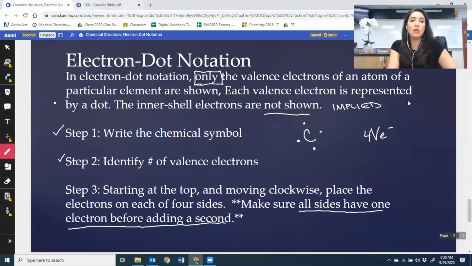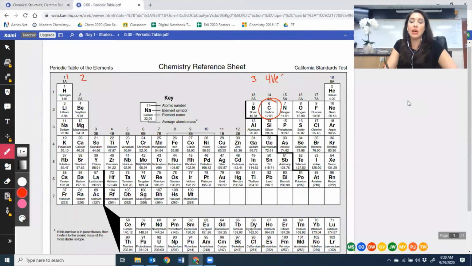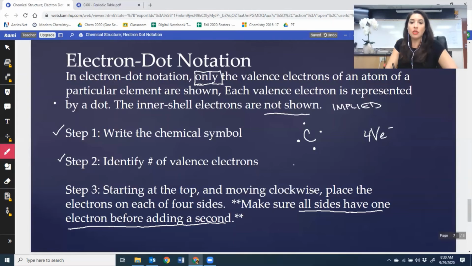But let's try one that has a little bit more valence electrons. How about chlorine here. It has 1, 2, 3, 4, 5, 6, 7 valence electrons. Chlorine, 7 valence electrons, starting at the top and moving clockwise. 1, 2, 3, 4. I want to stop and make sure that all of my sides are covered before moving on. 5, 6, 7 valence electrons. So you see there's a little empty space right there because we have not yet achieved our full octet. All right, step 1, step 2, step 3, all set.